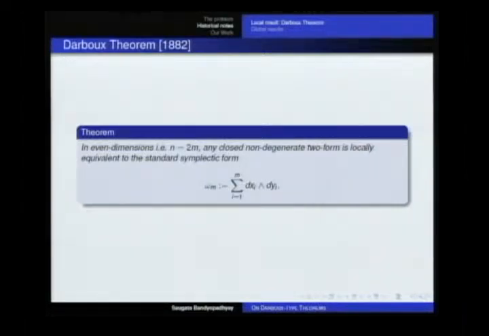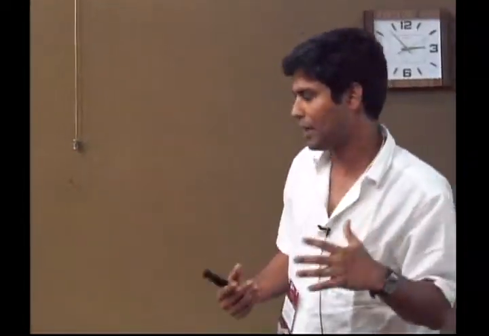So what about the global situation? What Darboux solved is a local problem, but we are interested in the global situation. We start with the simplest case. Let us assume that A, F, G are constant 2-forms.